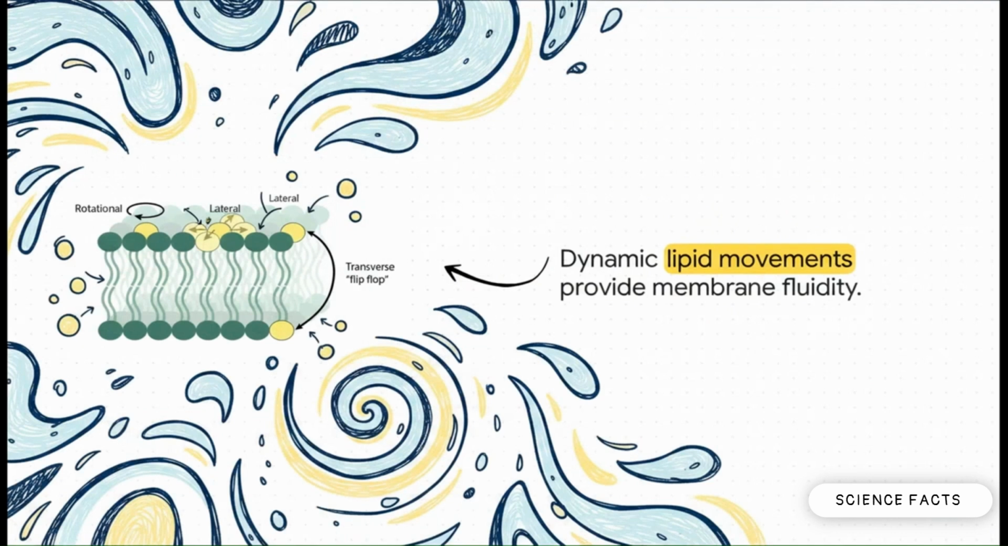But remember that word fluid in the fluid mosaic model? Like I said, this is not a static brick wall. The dynamic movement of these lipids is wild. They are constantly shifting laterally, just swapping places with their neighbors. They rotate in place. And occasionally, they even undergo what's called a transverse flip-flop, where a lipid jumps entirely from the inner layer over to the outer layer. It's this continuous, restless movement that gives the membrane its vital flexibility.